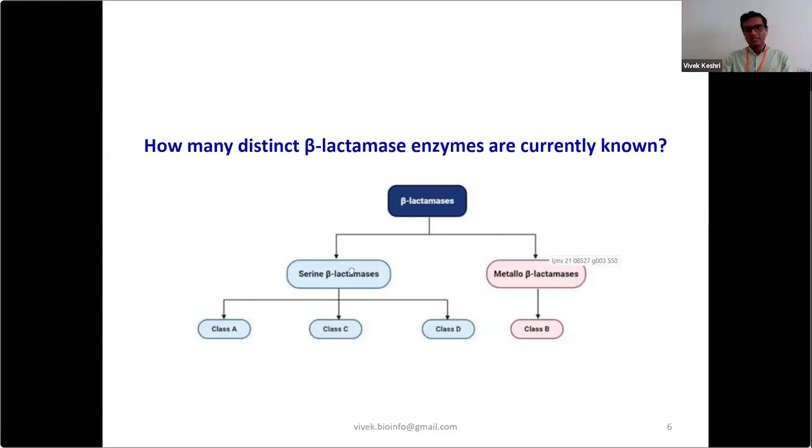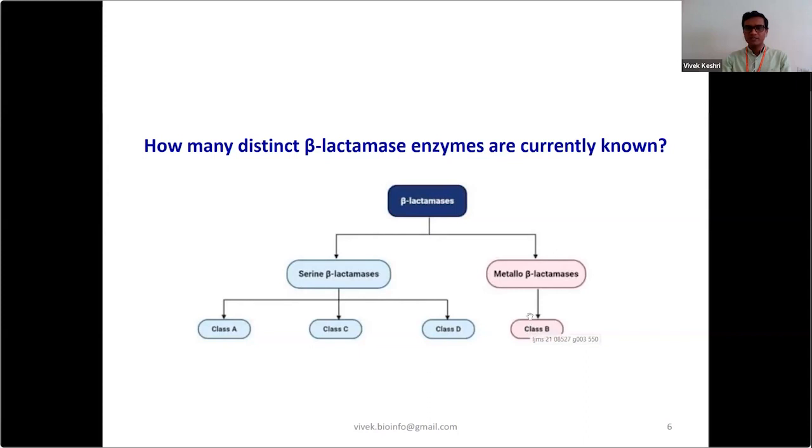Serine beta-lactamase is further classified into different classes like class A, C, and D, and this classification is completely based on sequence similarity or homology of the sequences. Metallo-beta-lactamase is known as such because, during the mechanism of resistance, this enzyme uses a metal ion. The active residue in serine beta-lactamase enzymes is serine, which is why it is known as serine beta-lactamase.